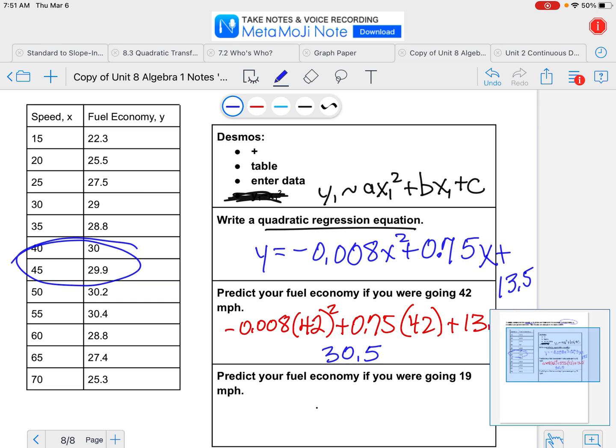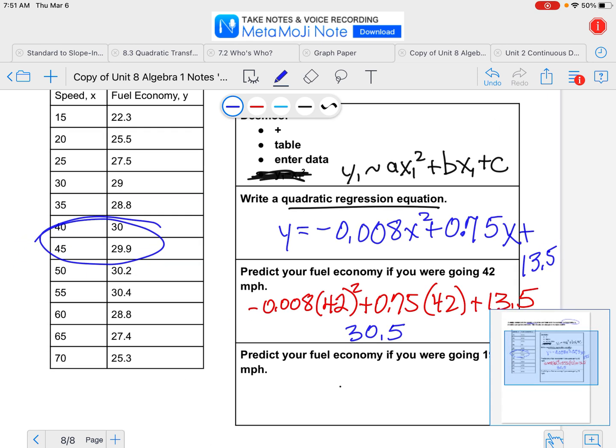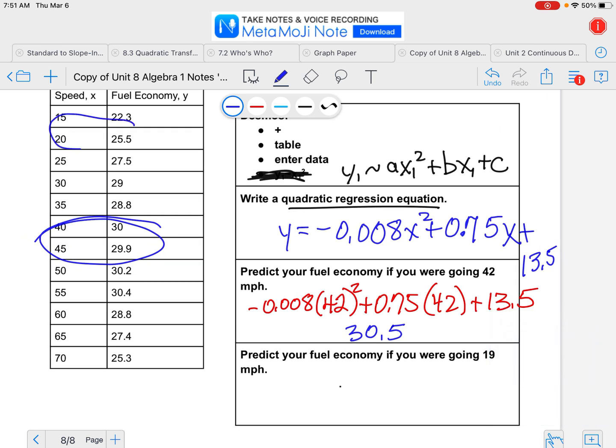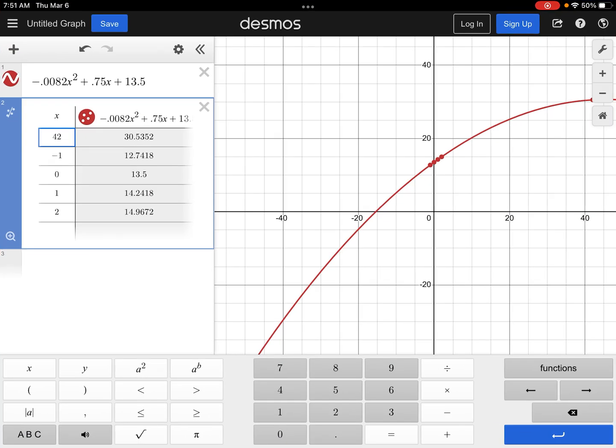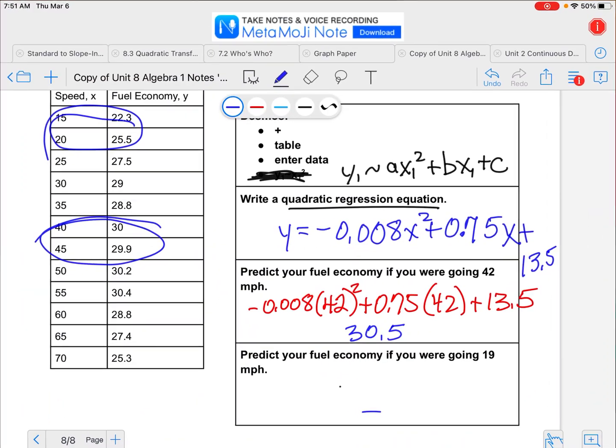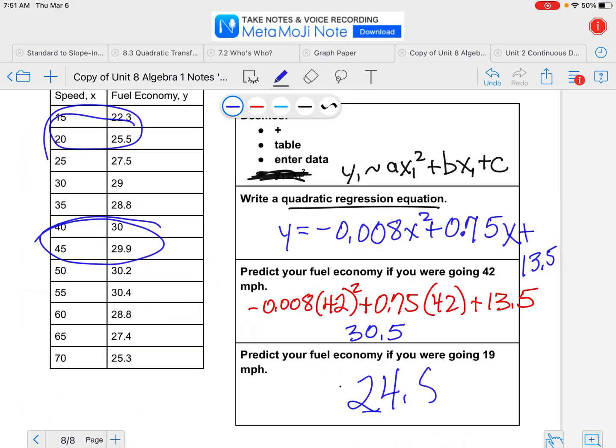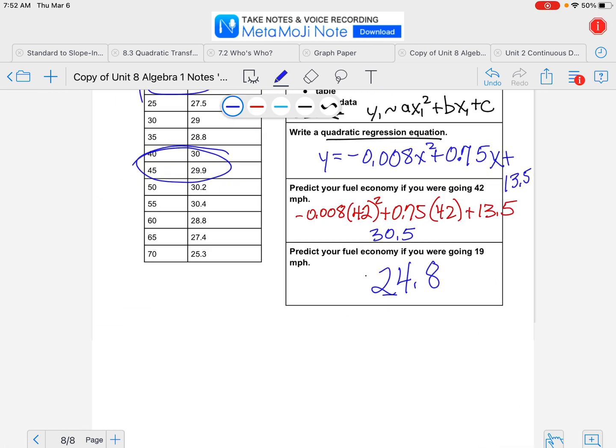Now predict your fuel economy if you were going 19 miles an hour. We're going to assume it's right in here somewhere. But we're going to go back to our table in Desmos, and let's just type a 19 in there, and it says 24.8. And that looks to be about close to where we thought it would be.